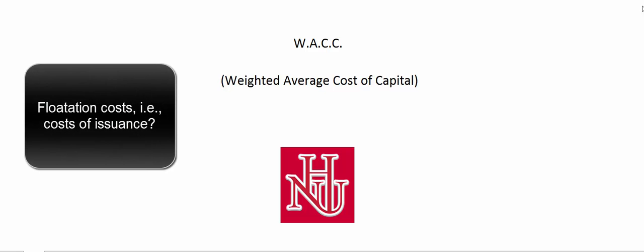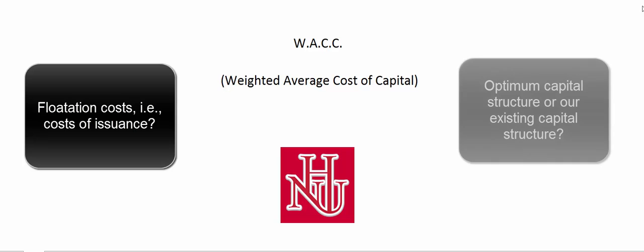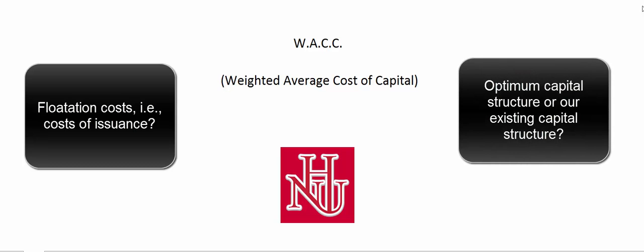Now we could make it more complicated. We could include flotation costs. In other words, if we issued new stock, how much would it cost us to do that? If we had to issue new bonds, how much would it cost us to do that? We also might look at the optimum capital structure instead of our existing capital structure. Maybe we should have more debt, or maybe we should have more equity. But those are complications for your next finance class.